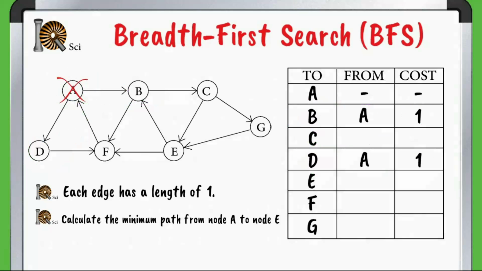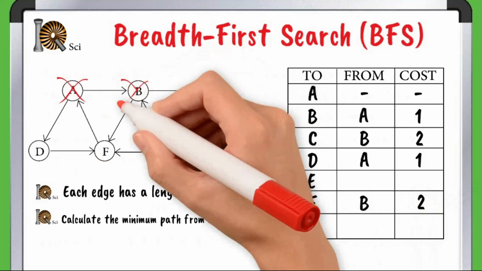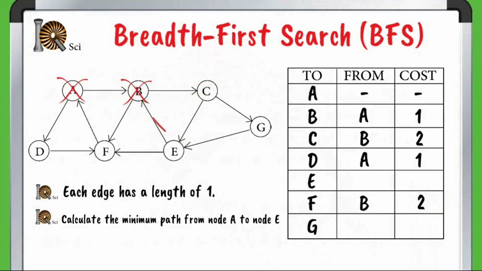Second, visit all neighboring nodes of B, node C and node F, and mark B as visited. Apparently, moving from B to E is not possible. In the table, write B in the from column in front of C and F. It means moving from B to C and from B to F is possible. In the cost column, write the weight of the connection between the starting point and C and F.